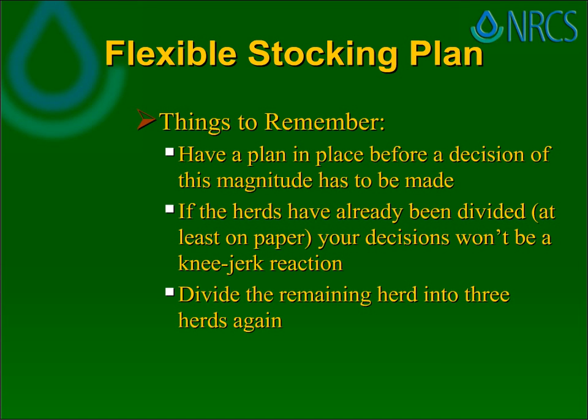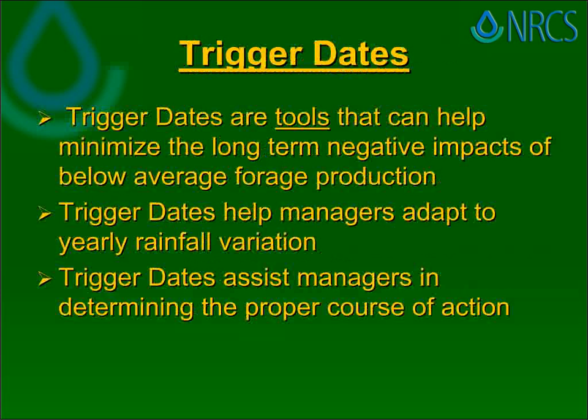So then you've got the problem, if you decide to destock at some point based on these trigger dates, to go ahead and divide that remaining herd into 3 herds again. And it was painful the first time. It'll be painful the second time. We understand that. But it's one of those things that needs to be done again because of the upcoming decisions for the remainder of the year.